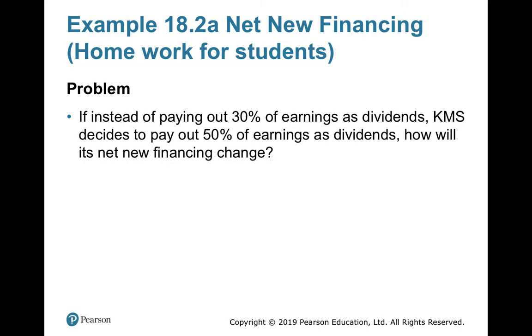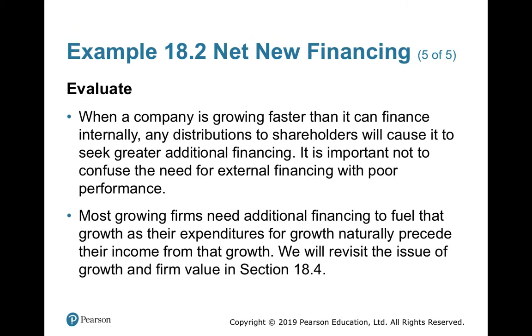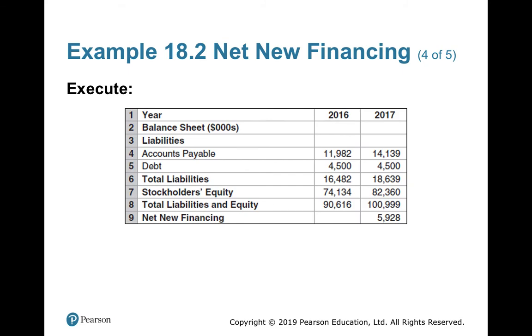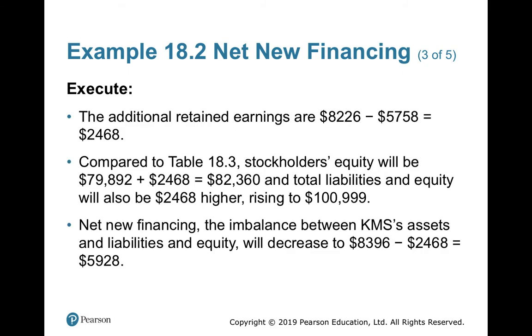Say, for example, you can do it at home. Instead of paying 30%, now the company decided to pay 0%. In the previous example, the company paid zero dividend. All the 2,468 the company has retained in the business. So the borrowing reduced to 5,928.